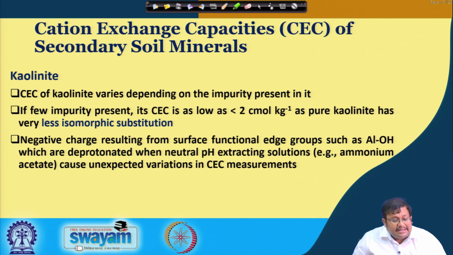So, the CEC of kaolinite varies depending on the impurity present in it. If few impurities are present, the CEC is as low as less than 2 centimole, as pure kaolinite has very little isomorphous substitution, almost none. Negative charge results from surface functional groups such as aluminum hydroxide. So, in the case of kaolinite, whatever negative charge is present is due to the pH dependent charge, because of the broken edges and the hydroxyl groups present in the broken edges.